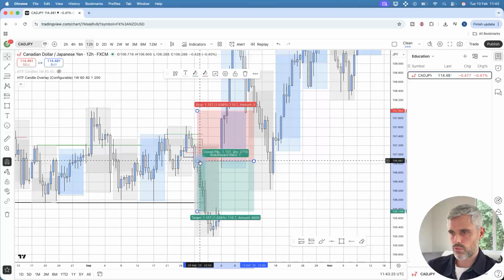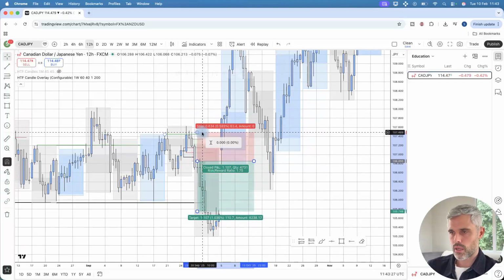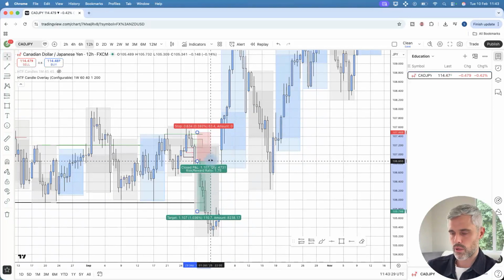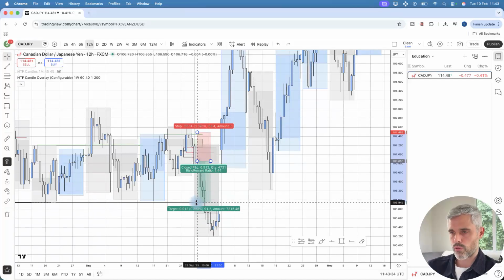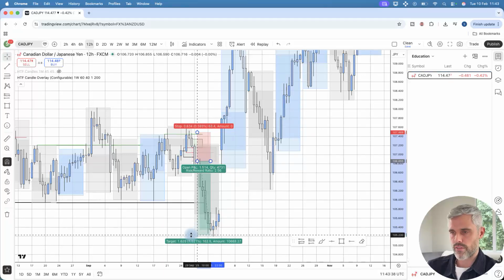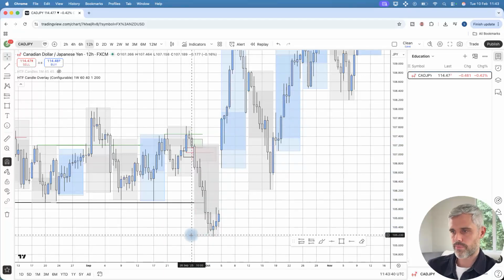So you can enter from the fair value gap, cover the highs. We're going to talk about stop losses in the next video. And then you've either got a 1.4 to the low, or if you want to try and hold for a 2 or a 2.5R, you eventually get that.